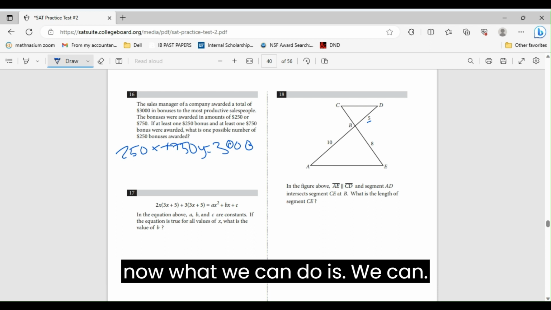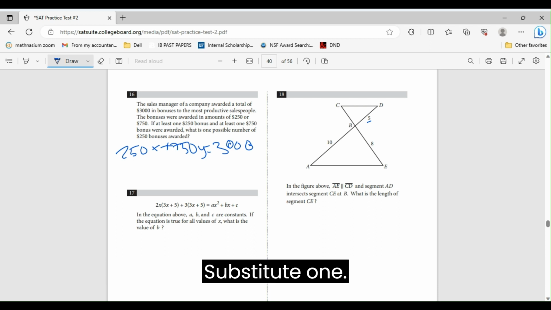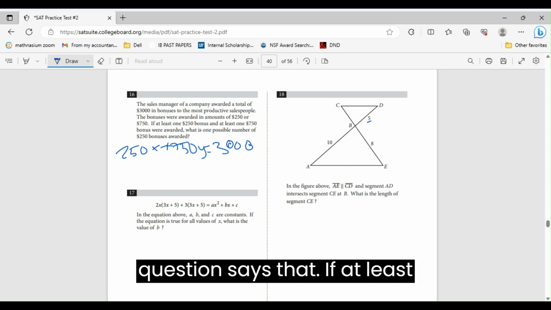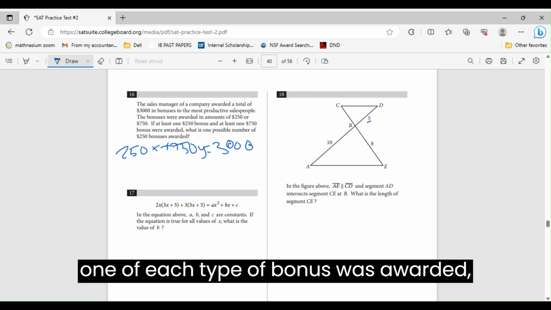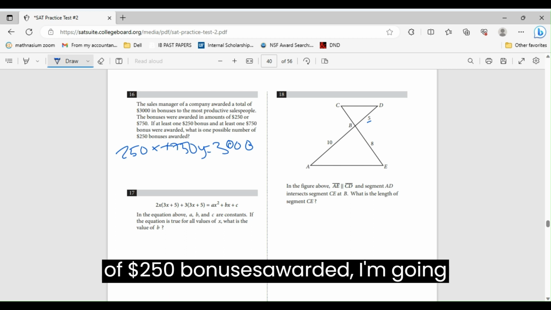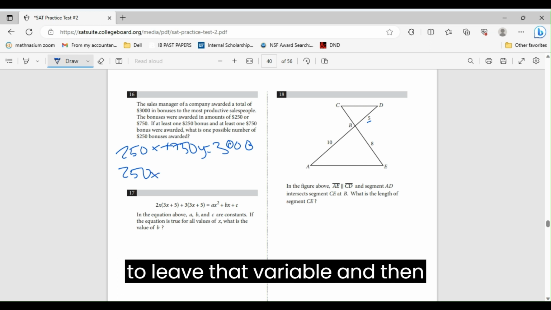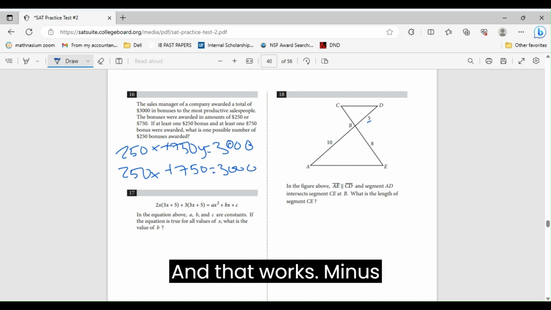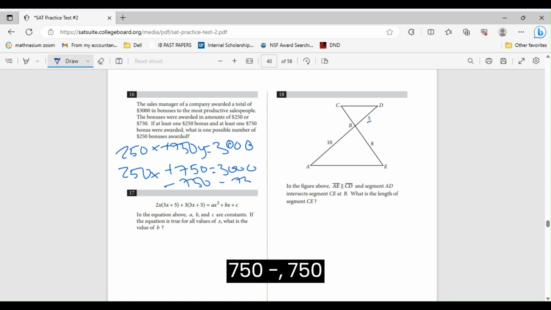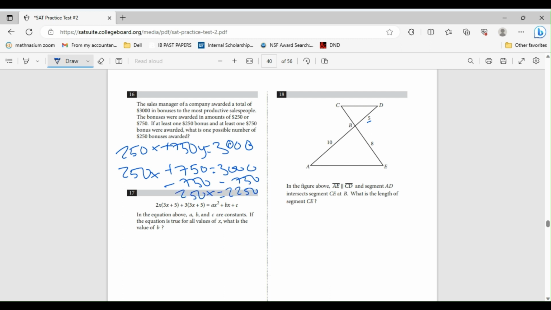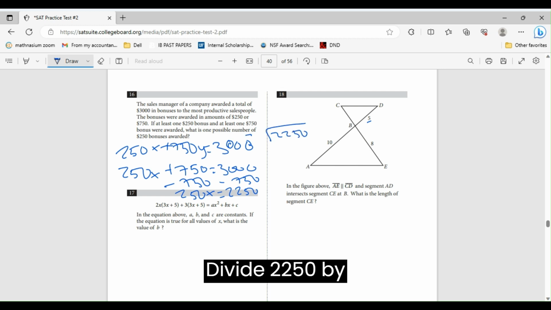And so now what we can do is we can substitute 1 in for any of these variables and solve for the other variable, because the question says that at least one of each type of bonus was awarded. And since we want to find the number of $250 bonuses awarded, I'm going to leave that variable and simply substitute in 1 for y. And that works. Minus 750 minus 750. We get 250x equals 2,250. Divide 2,250 by 250, and you get 9.